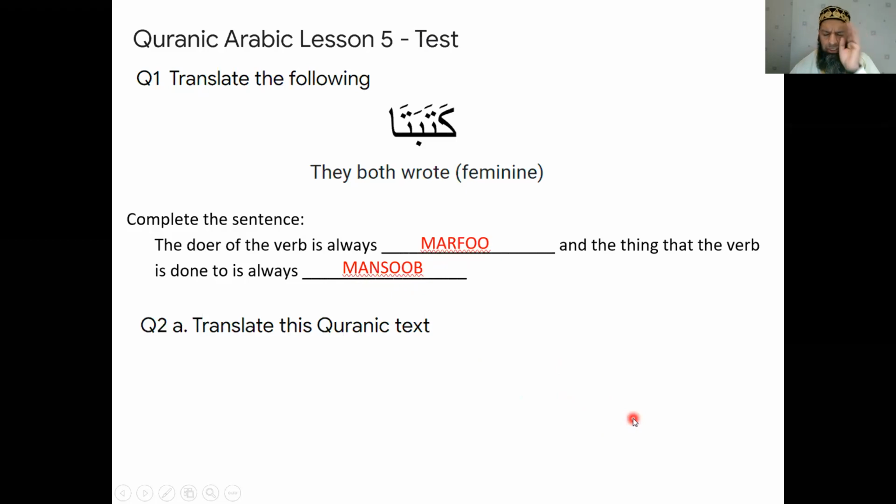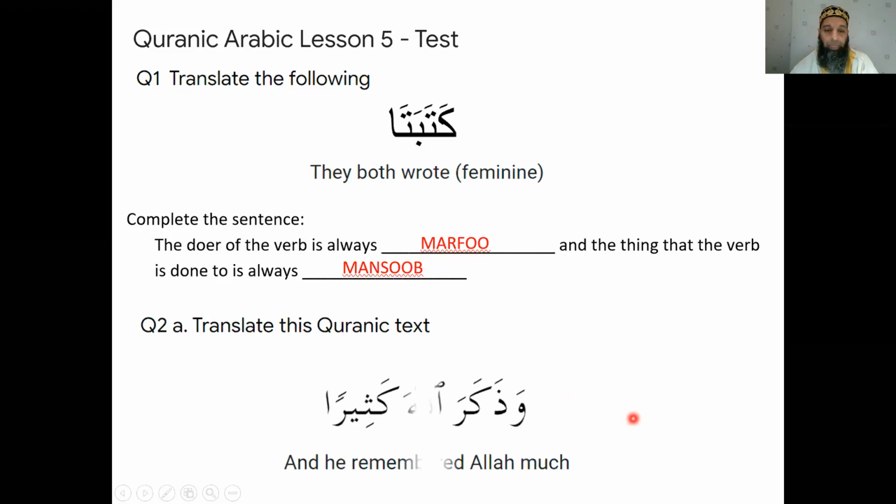Translate this text, and this is what we are doing it for. وَذَكَرَ اللَّهَ كَثِيرًا. Okay, so وَ means and, ذَكَرَ, 3 letters. First one with a fatha, last one with a fatha. It looks like a verb to me. ذَكَرَ is a verb. It means he remembered. Right, you've seen a verb now.